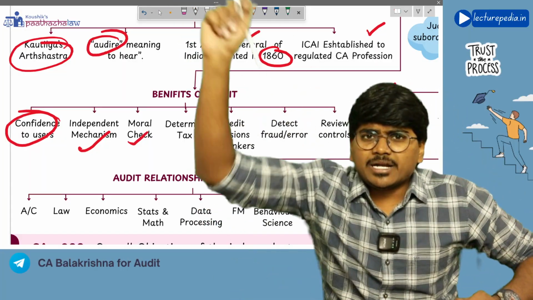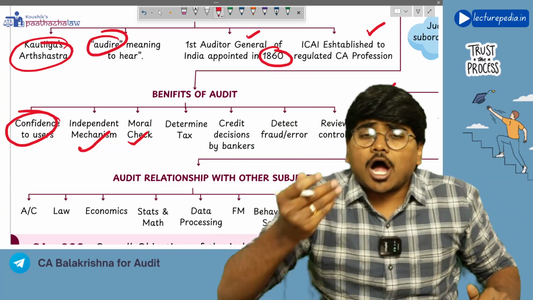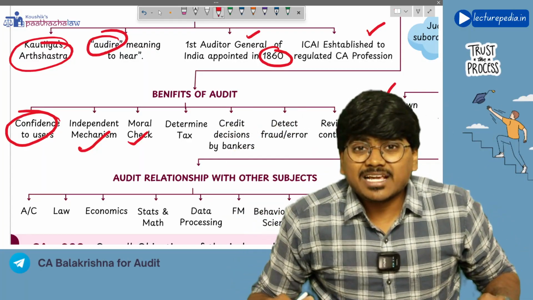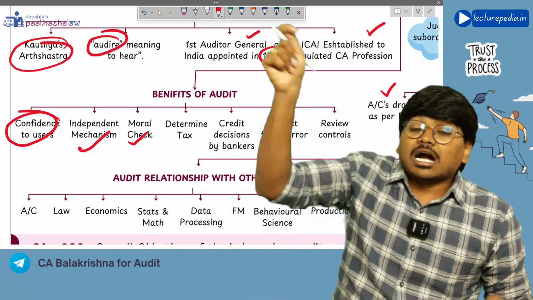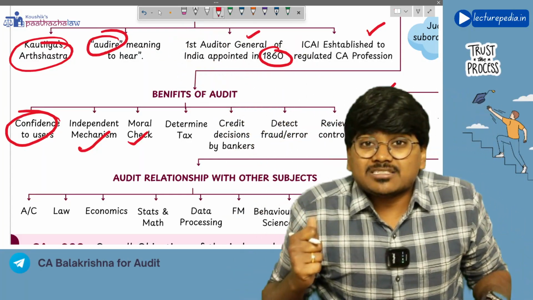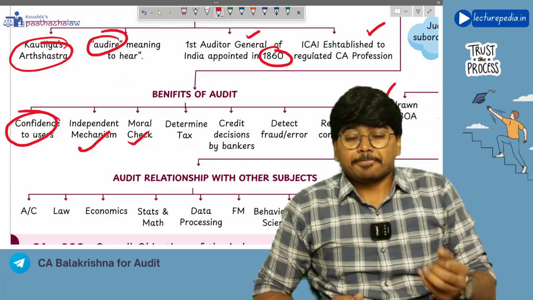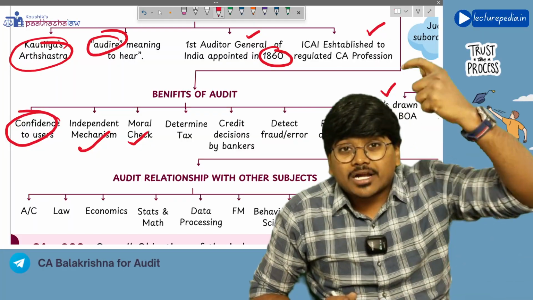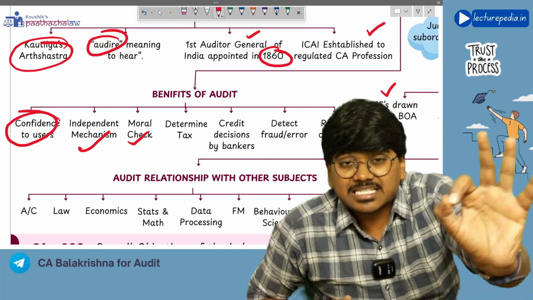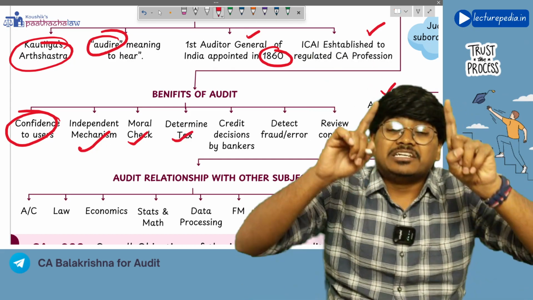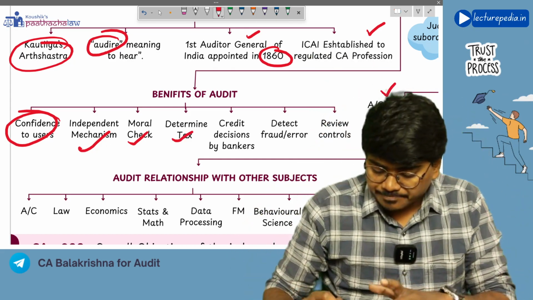Next, for government, tax has to be paid. On which amount will this tax be paid? It will be paid on the profit that the entity has made, right? Now, government should get confidence that whatever profit the entity has shown is correct. So the auditor, by auditing the books of accounts, will say that yes, whatever profit the entity has shown is correct for the purpose of determination of tax.